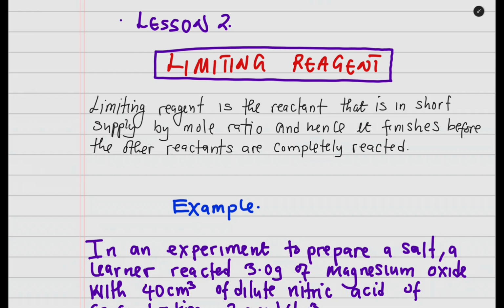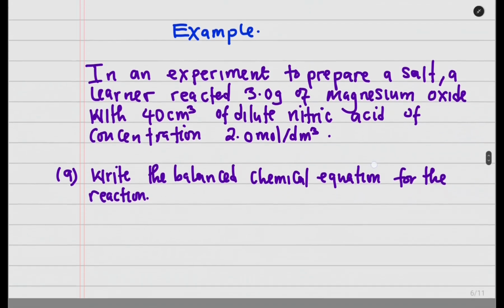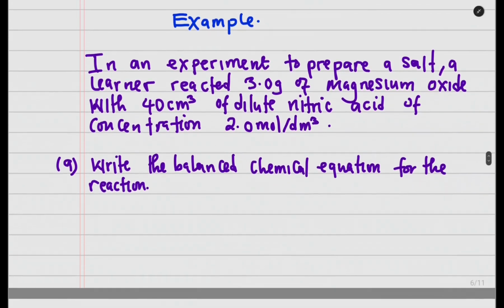the limiting reagent. Okay, so I'm going to explain with a question, and this is an exam question that came in a particular year, and us going through this question means we are handling this part fully. So let us have a look at the question. In an experiment to prepare a salt, Elena reacted 3.0 gram of magnesium oxide with 40 cubic centimeter of dilute nitric acid of concentration 2.0 mole per decimeter cubed.